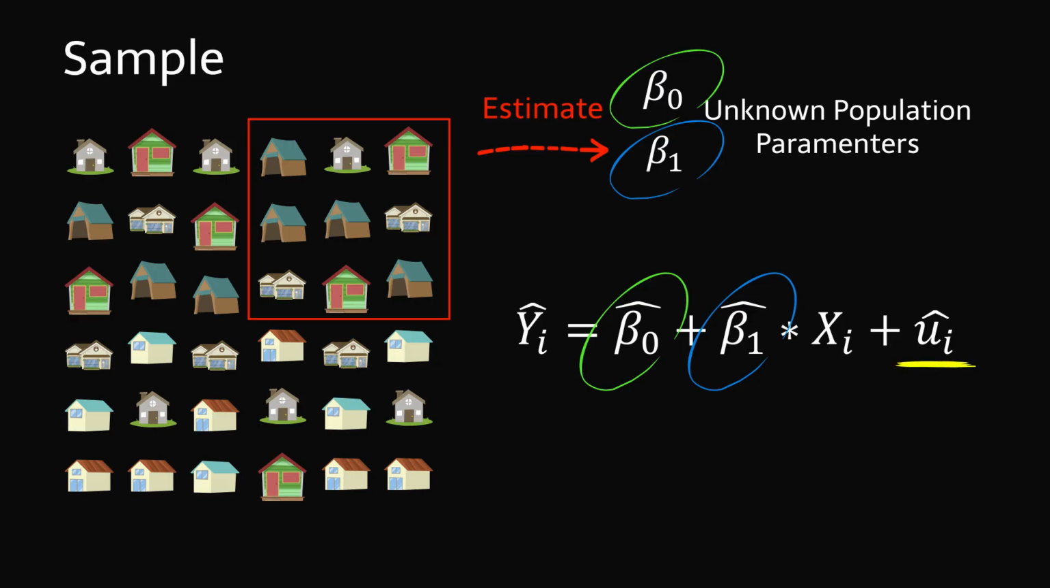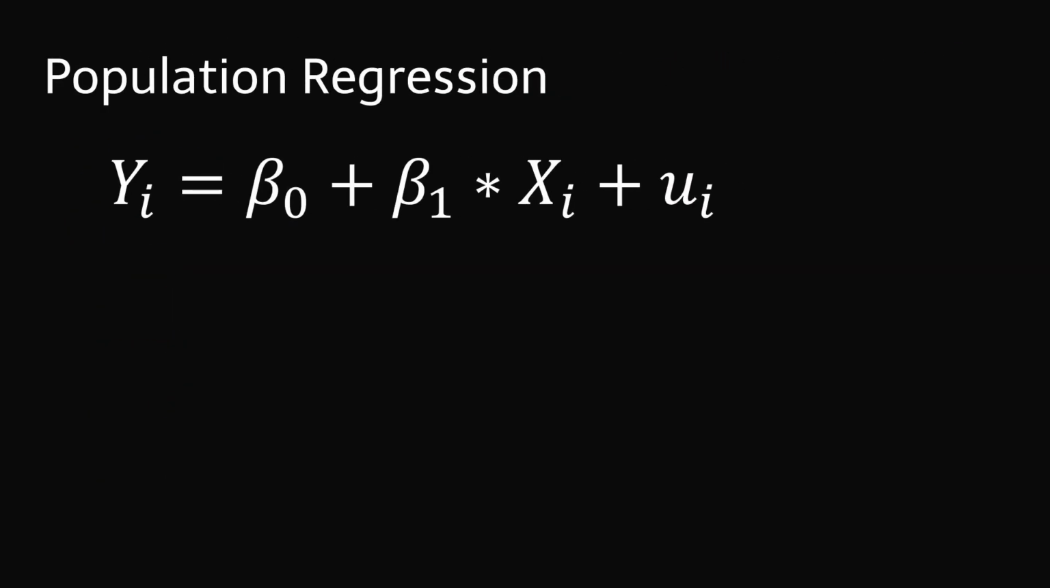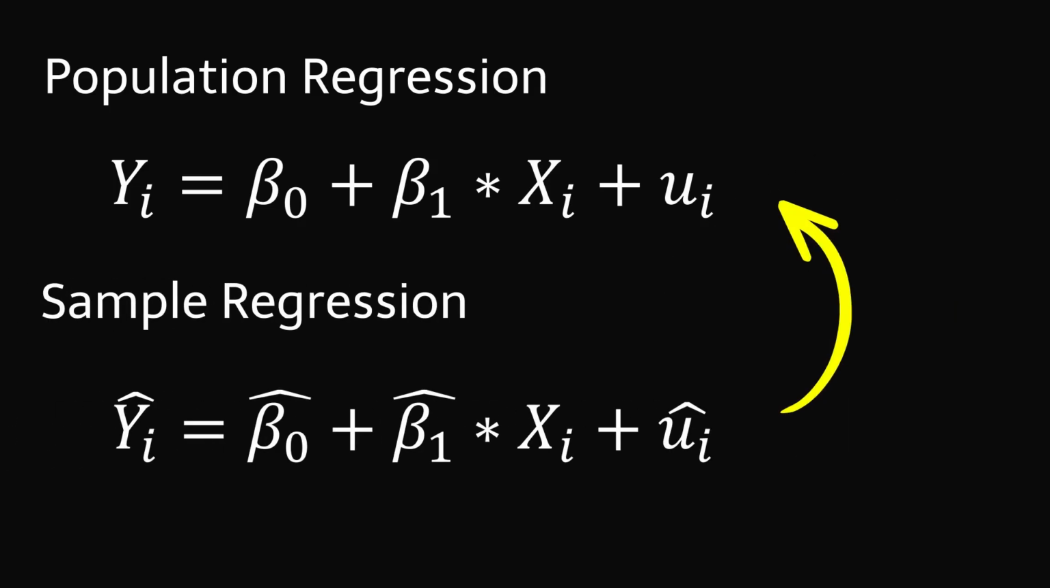U hat i is the residual. It is the estimated error using sample data, measuring how far the data point sits above or below the estimated regression line. It is the sample counterpart of the unobserved population error, ui. To summarize, the population regression line represents the true conditional mean relationship between y and x in the entire population. The sample regression line is our best estimate of that relationship, based on the data we actually observe.